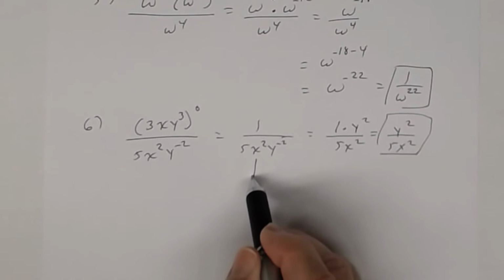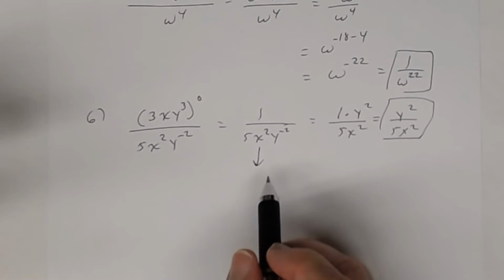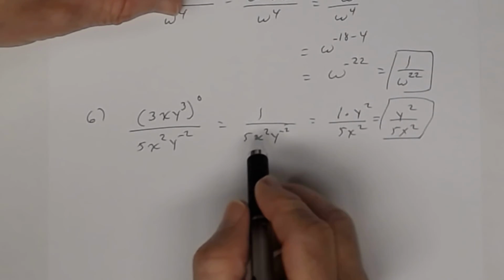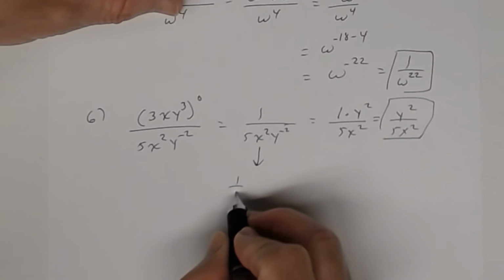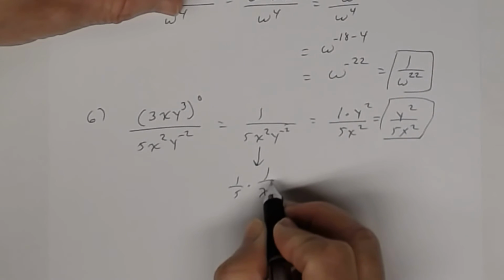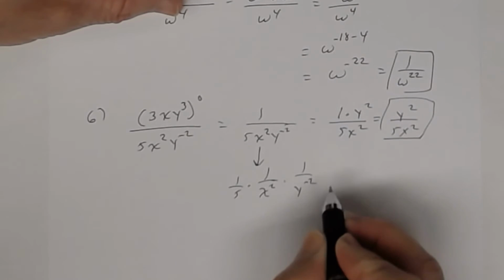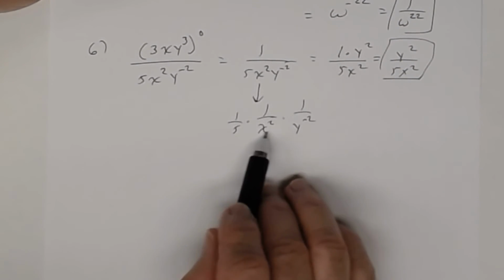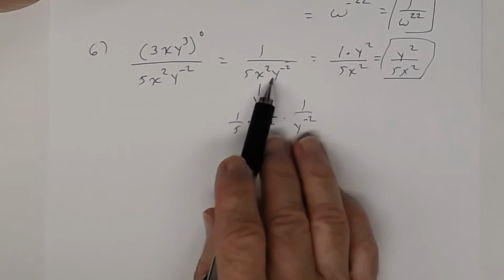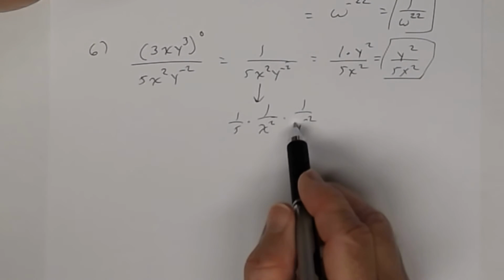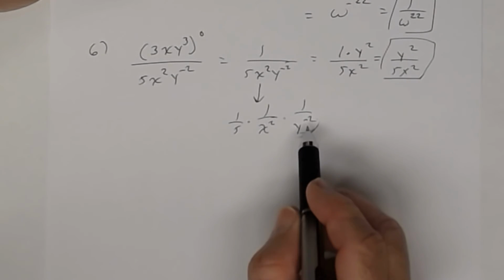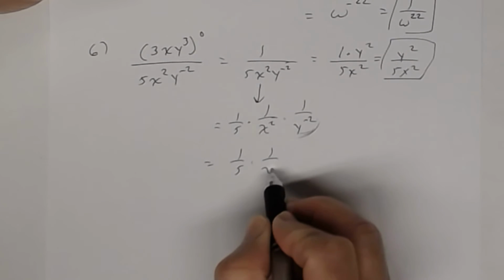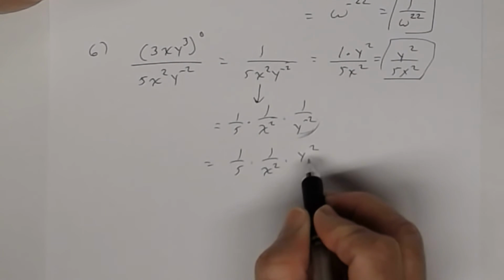But let me just remind you, I'm going to do it the way we've been doing it since we started with number 1. So what I would do is think of it this way: 1 divided by 5 times 1 divided by x squared times 1 divided by y to the negative second, right? Okay. So 1 times 1 times 1 is 1, and then all this in the denominator multiplied together is this denominator. So to make this exponent positive, it becomes 1 divided by 5 times 1 divided by x squared times y squared divided by 1.